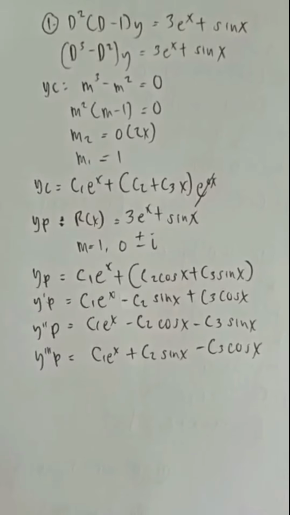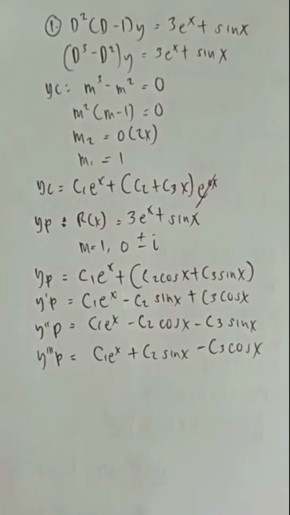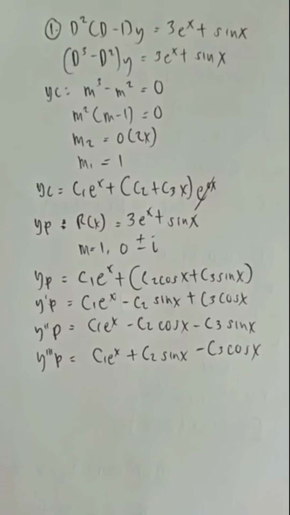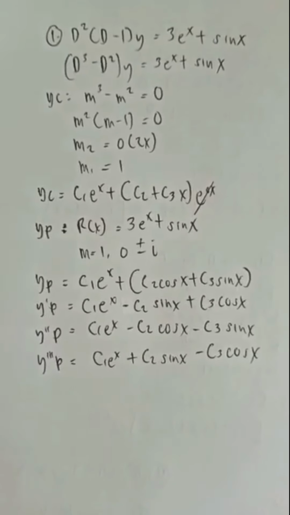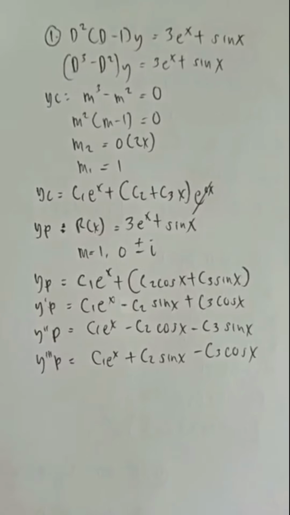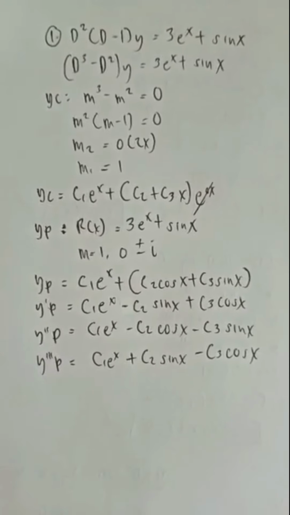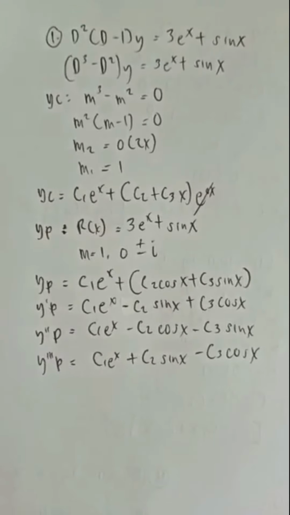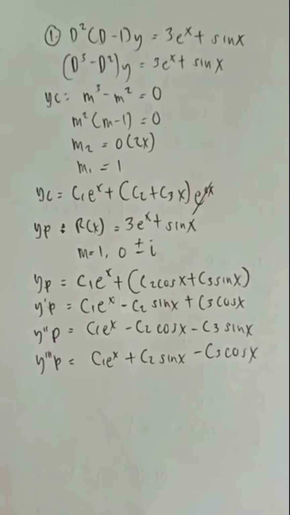And kukunin natin ulit yung third derivative nito. Kaya ang c1 e raised to x ay magiging c1 e raised to x. At ang derivative ng negative c2 cosine x ay positive c2 sin x. At ang derivative ng negative c3 sin x ay negative c3 cosine x.